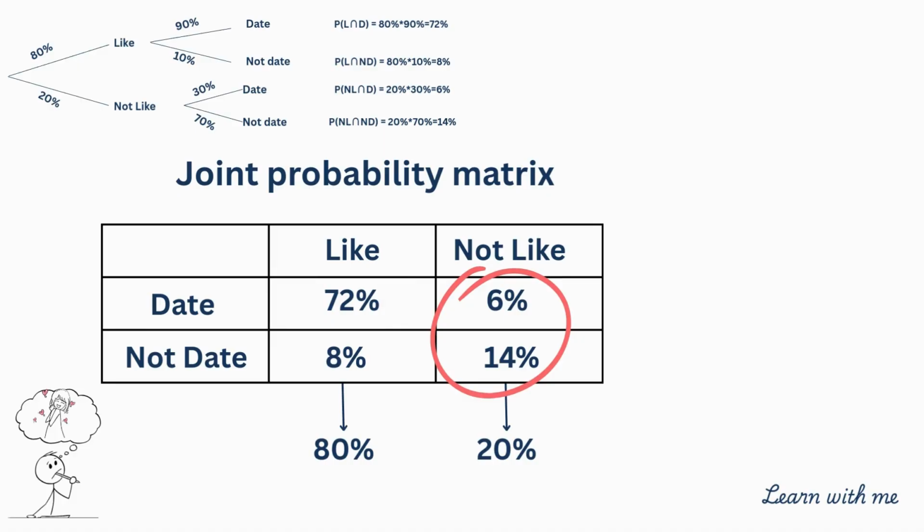Then, look at the row totals. The date row adds up to 72 plus 6, which is 78%. That's the overall probability of getting a date, unconditionally. The not date row adds up to 22%.